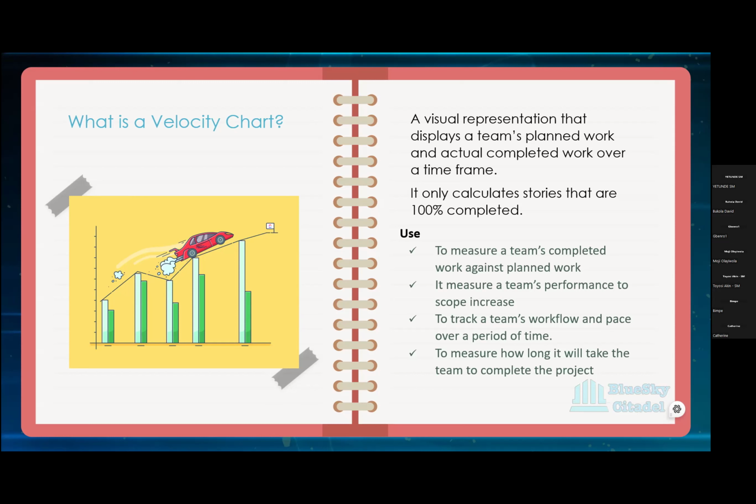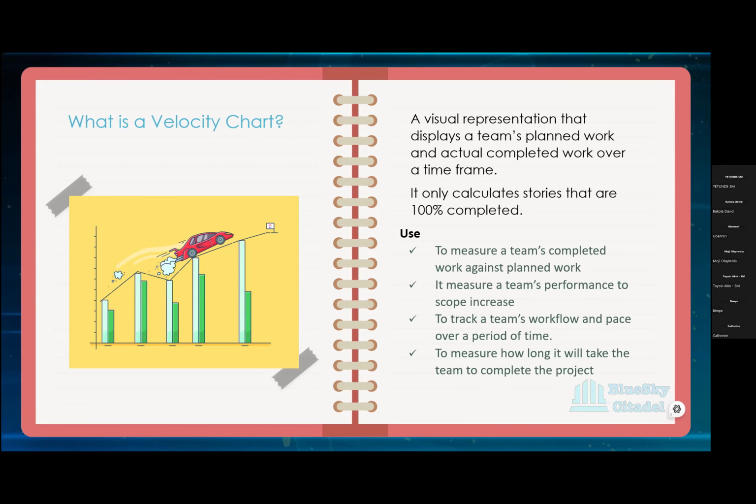Okay, so what do we use it for? It helps the team to measure what has been completed against what was planned. What did we plan? What did we complete? Did we complete everything that we planned? Did we do more than we planned? And what your velocity chart is tracking is the pace at which a team works over a period of time.